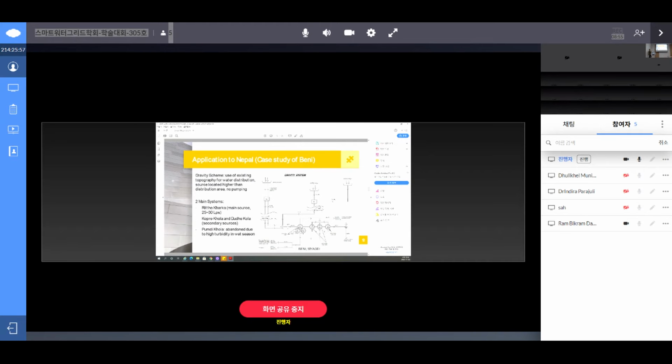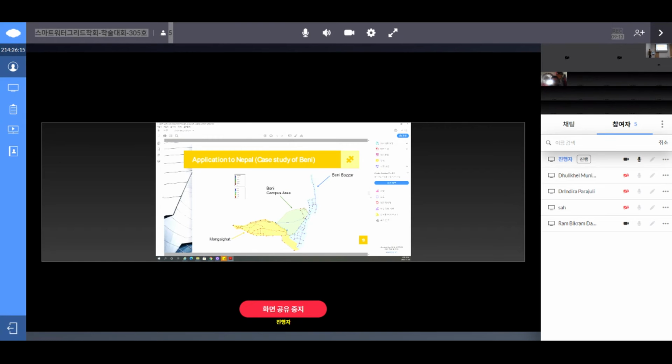So there are 2 main systems, the Ritenkarka system, which is really the main source, almost 30 liters per second supply, the Koprekola and Dudekola, which are secondary sources, and then the Pumdikola, which was the 3rd source, but it has been abandoned due to high turbidity in wet season, which makes the water improper to use. So this is the view of the model in the EPA SWMM hydraulic modeling software. You can distinguish 3 main areas, which are the Beni Bazar, the Beni campus area, and the Mangalgat area.